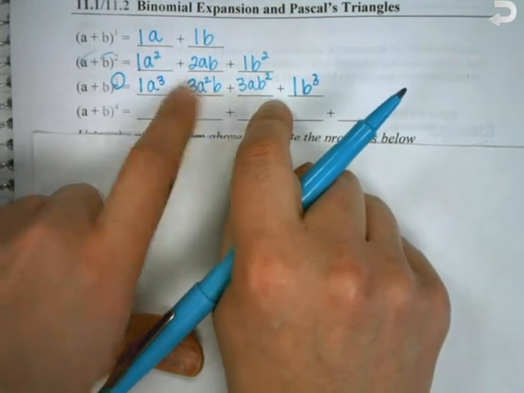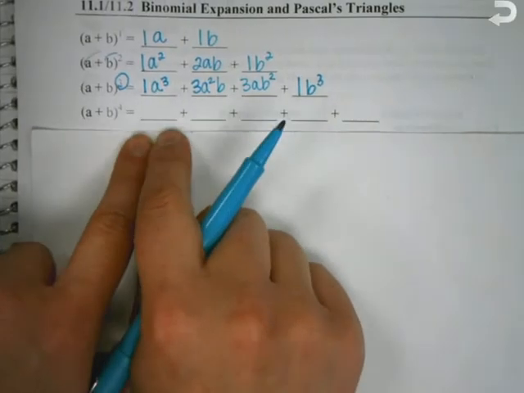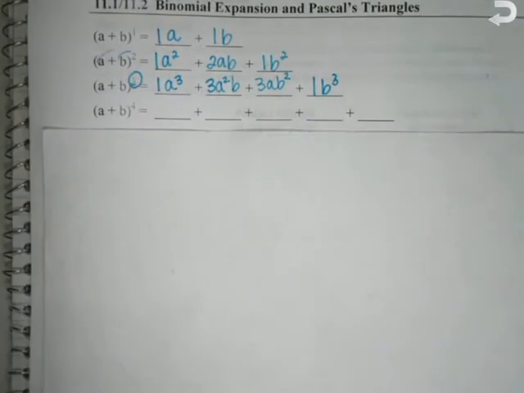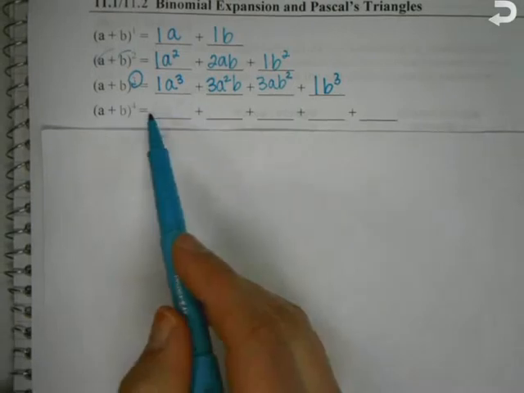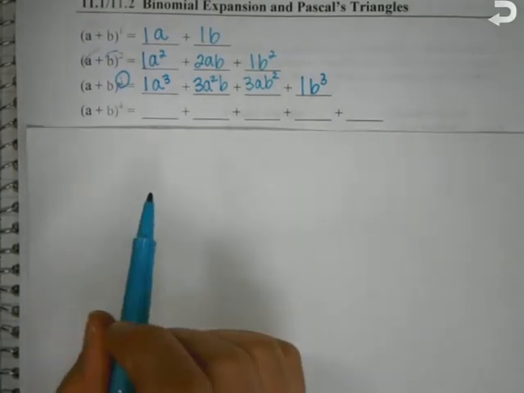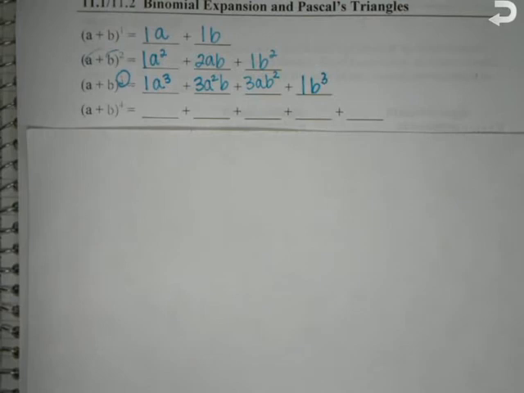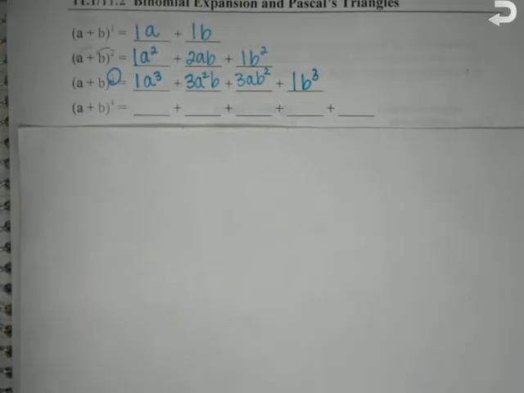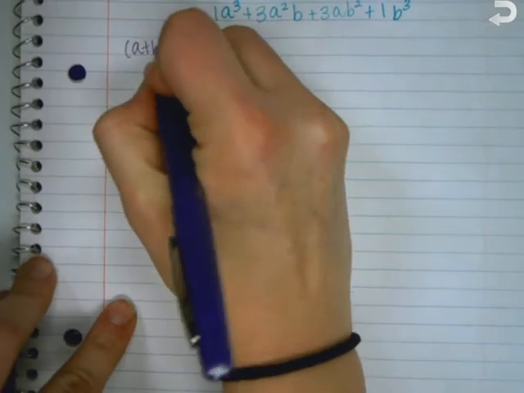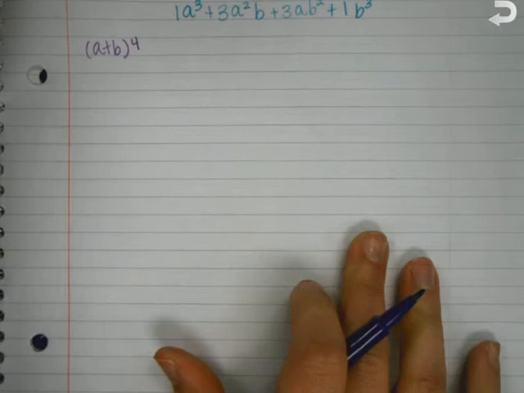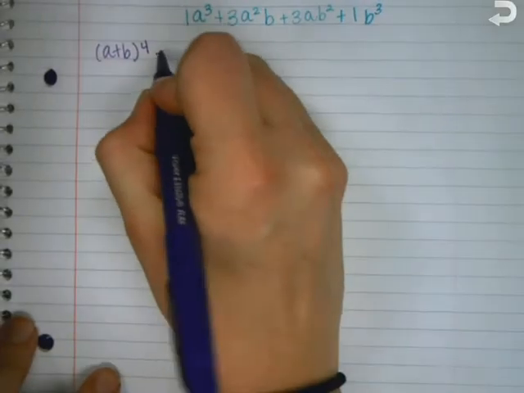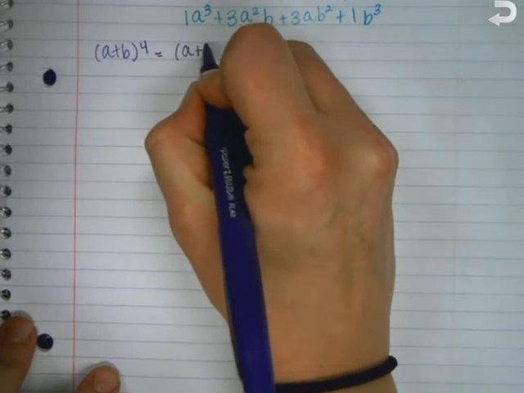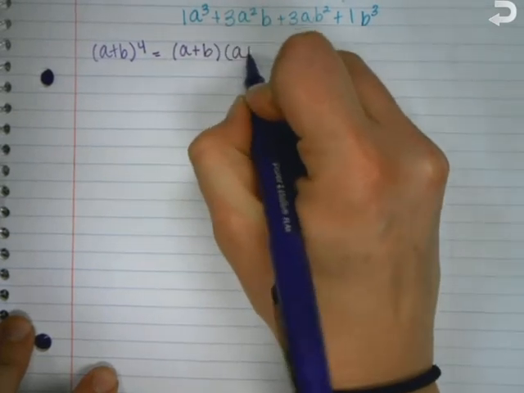What I want you to do, multiply it all out, use the boxes or FOIL, and fill out the blanks, but then see if it matches up with your hypothesis. So a plus b to the fourth, that's a plus b times itself how many times? 4 times, right? Which is the same as a plus b times a plus b times a plus b. Just do number 2 twice.